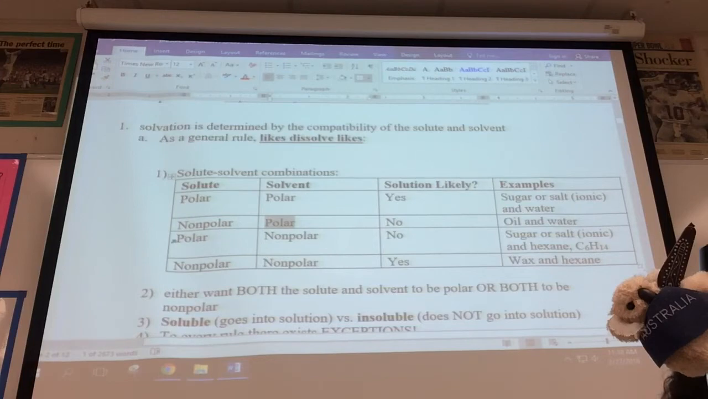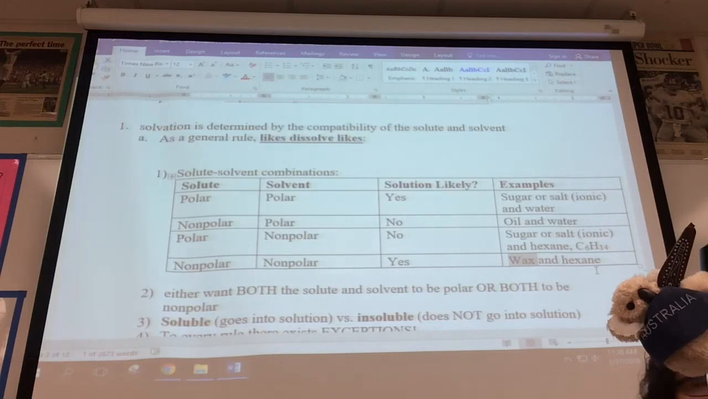A polar solute such as sugar and a nonpolar solvent such as hexane are unlikely to disperse evenly through one another, so the sugar is not likely to dissolve in the hexane, nor is an ionic compound such as salt. Nonpolar solutes are likely to dissolve in nonpolar solvents. So wax, which is nonpolar, is likely to dissolve in nonpolar hexane. How many of you have ever made candles? So what was your solvent with the wax? Do you recall? Do you have your kit at home?